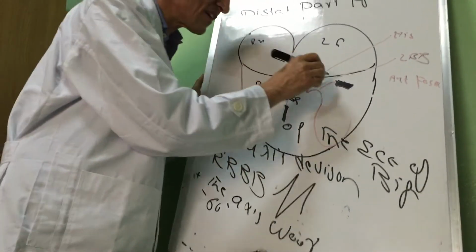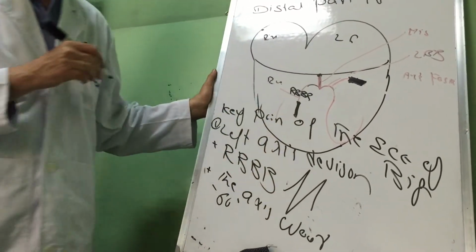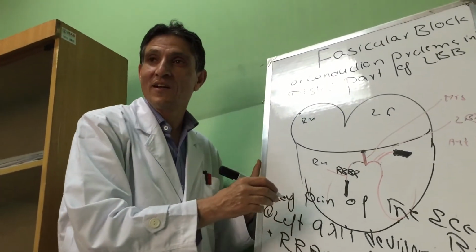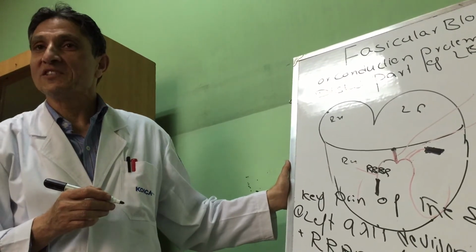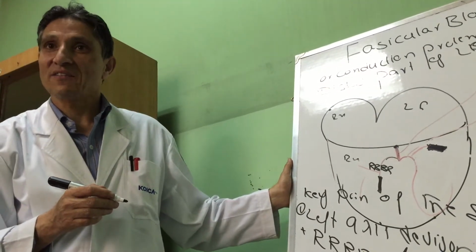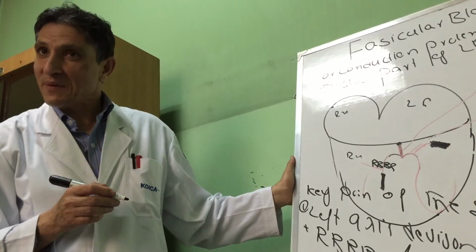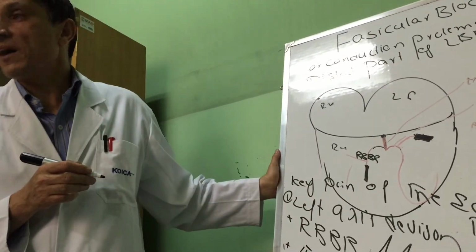Those patients who have anterior fascicular block as well as right bundle branch block, we call it bifascicular block. Bifascicular block ECG pattern. If you see the ECG of this patient, right bundle branch block plus left axis deviation, or right bundle branch block plus right axis deviation, is called bifascicular block.